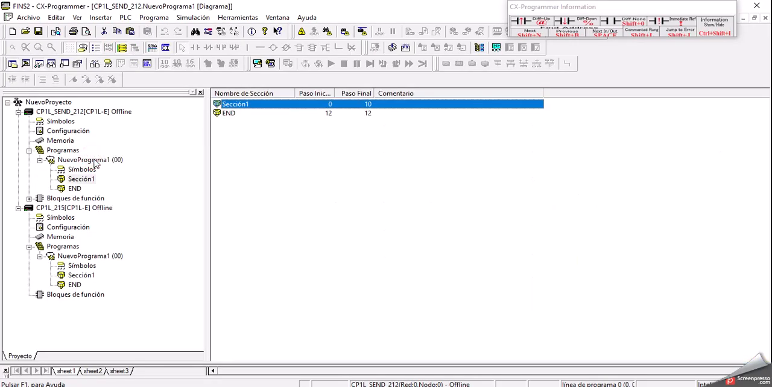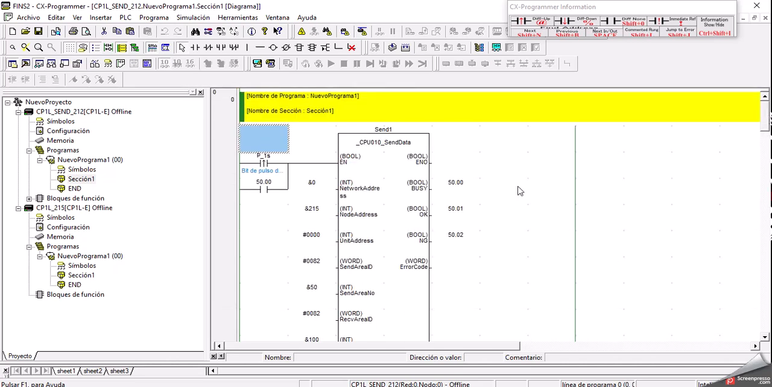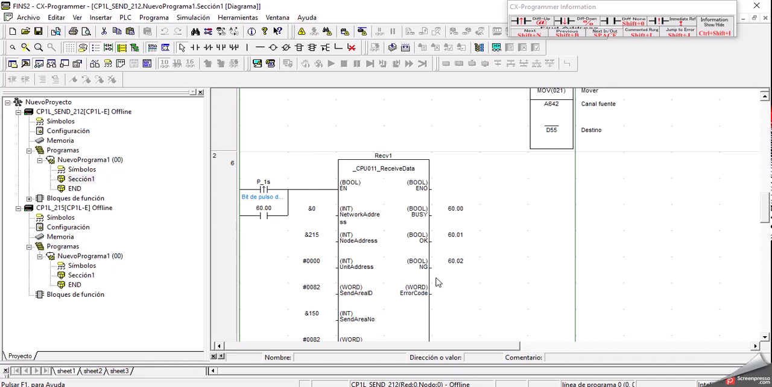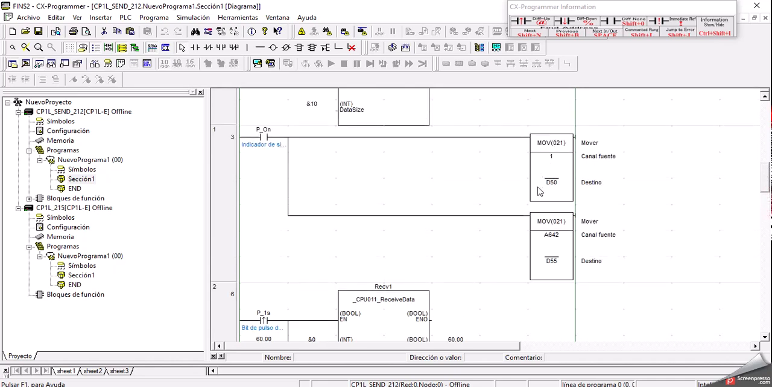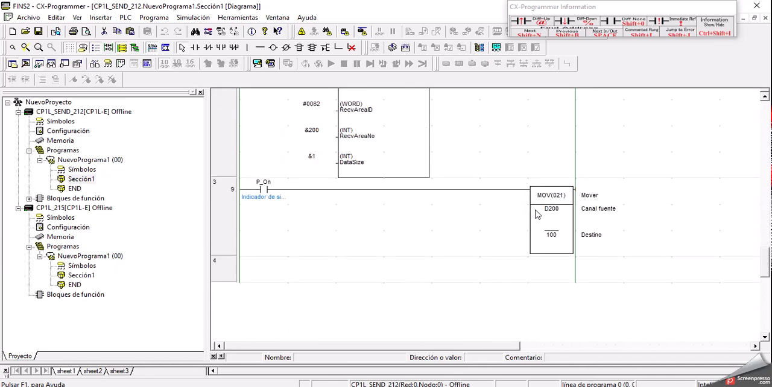This was used in the program. The communication channels were open with these blocks, with the send and receive blocks. Here we have the moves from channel 1 to the 50, from the analogic input to the 55, and from D200 to channel 100.